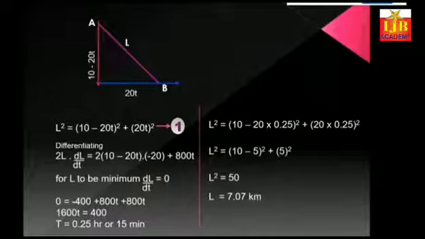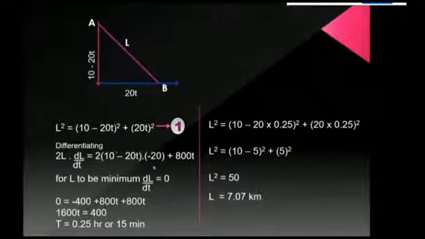Now I'm going to differentiate this equation. You know the rules of differentiation very well. So 2L, and if you differentiate L, there is dL by dt, which is equal to, since it is in the power, 2 comes forward, so 2 times (10 minus 20t), and go inside and differentiate, minus 20, and 400t squared will become 800t.